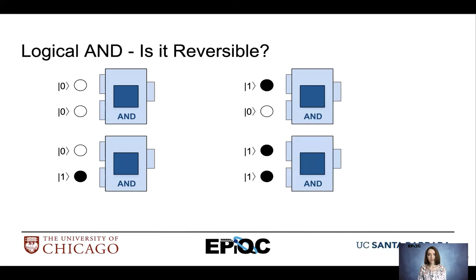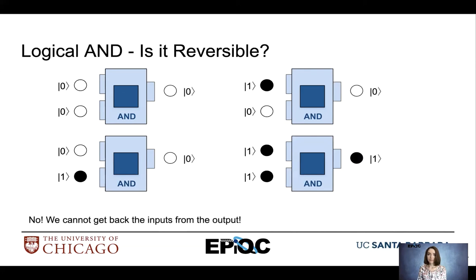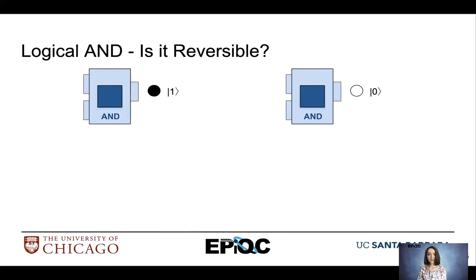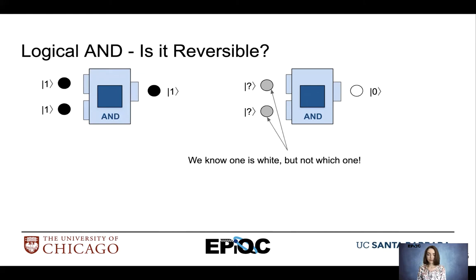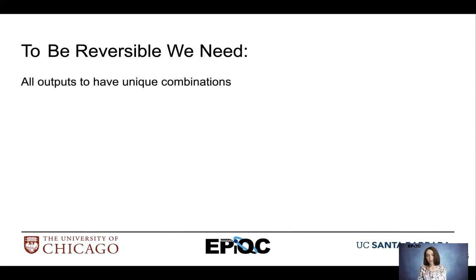So this logical AND gate, is it reversible? No. That's because we cannot determine what the input was if we're only provided with the output. If the output is 1, we know that AND gate functionality says that both inputs are equal to 1. If we get an output of 0, however, we don't know what those inputs were. We can reason that one of them is equal to 0, but we don't know which one that is. To be reversible, we need all outputs to have unique combinations, and we need at least as many outputs as inputs.